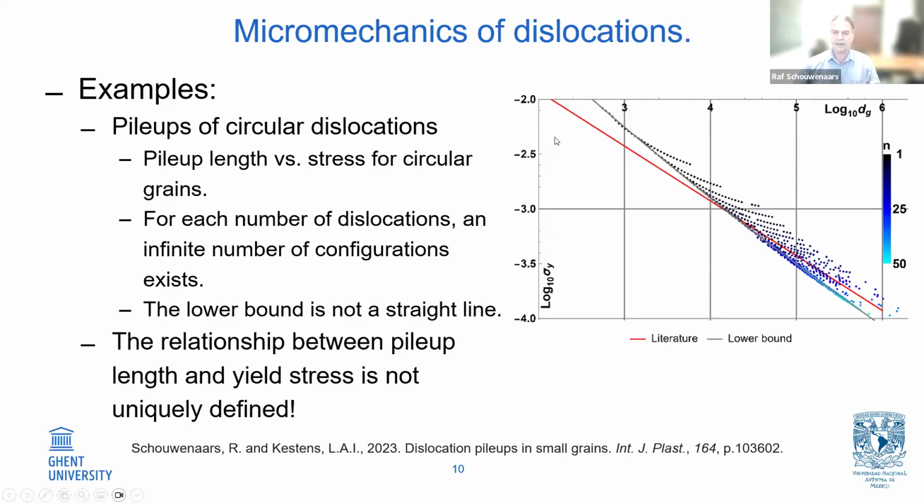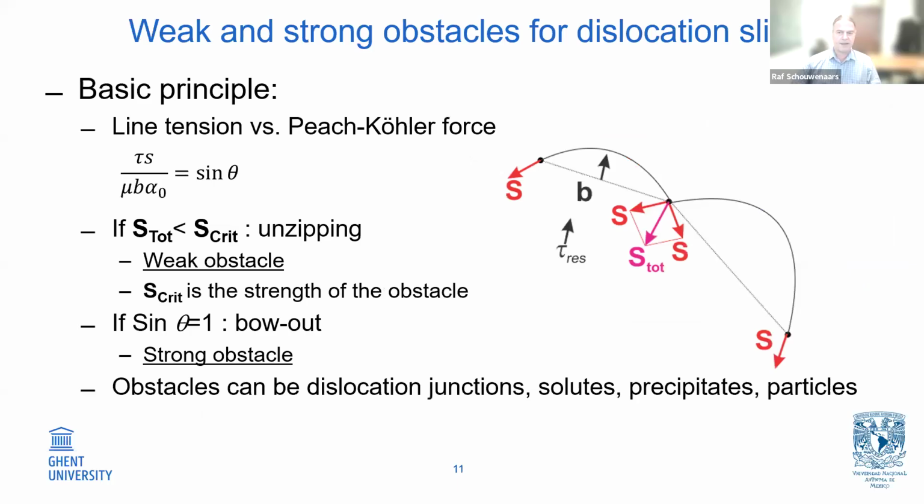We've got in the vertical axis the yield stress, in the horizontal axis the grain size, and also the relationship is not linear with a slope of 1/2. It's non-linear and variable, with a higher slope. So the most important conclusion is that the relationship between pileup length and yield stress is not uniquely defined here. So now let's go to the statistics.